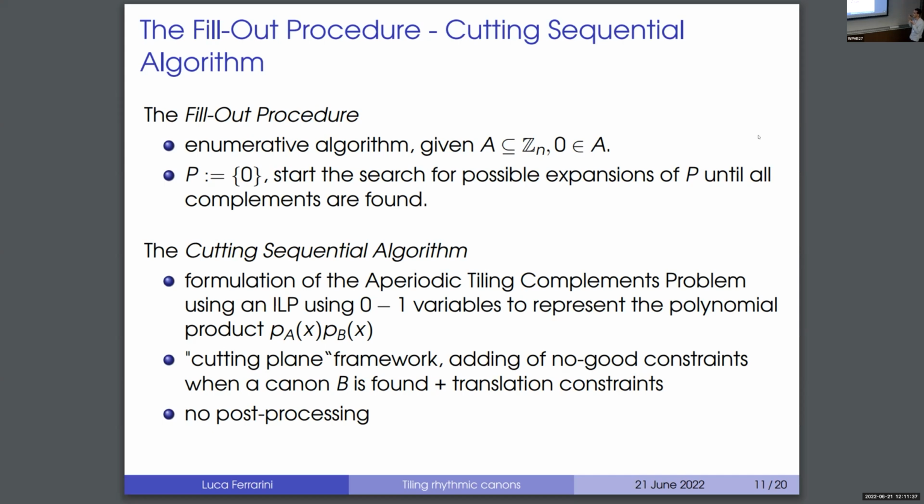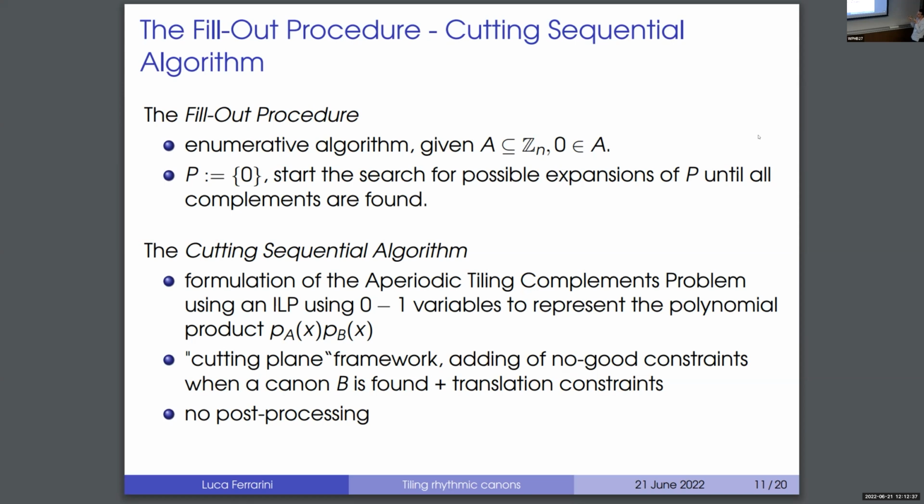the polynomial representation that I have mentioned before. It uses 0-1 variables, and can be used within a cutting plane framework in such a way that we can add one by one no-good constraints, since when we find a new possible complement, we cannot retrieve the same solution many times. So we can use this kind of complement B as a new linear constraint. And the main difference between the cutting plane framework in the cutting sequential and the first one is that this one can be used without post-processing. Because we can add in this framework the translation constraint, since, as I mentioned before, a possible translation can be a solution to this problem.